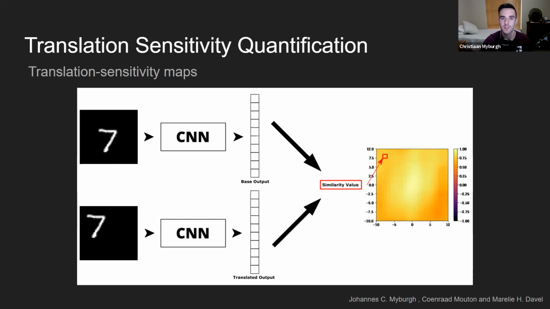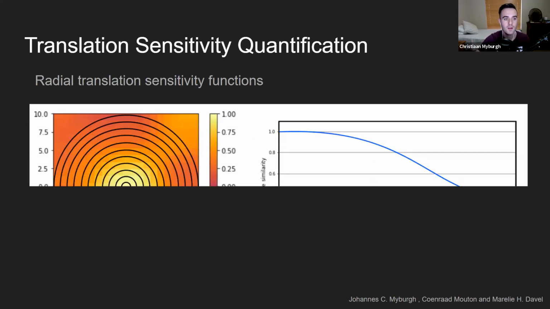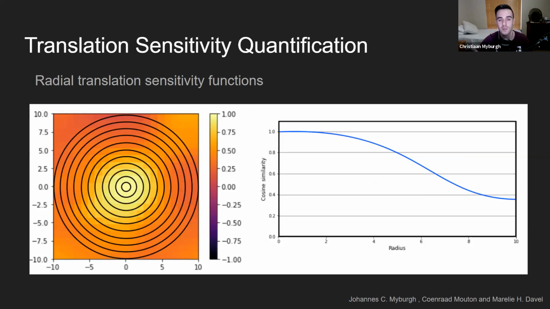These sensitivity maps give us a good idea of how sensitive a network is, but they are difficult to compare to one another. So what we then do is we calculate radial translation sensitivity functions from these sensitivity maps. As you can see, all that we do is we calculate a radial average from the center moving outwards, and that's the function that you're seeing on the right-hand side, and that's what we use to compare our networks. Now, when we want to calculate the average radial sensitivity function for a network, we calculate that over all the samples in the test set over all of the classes.